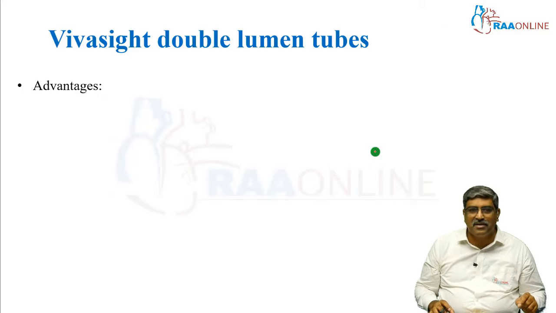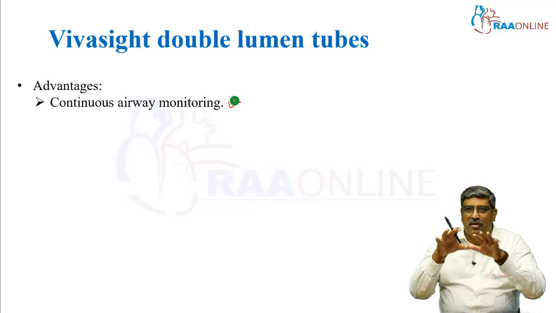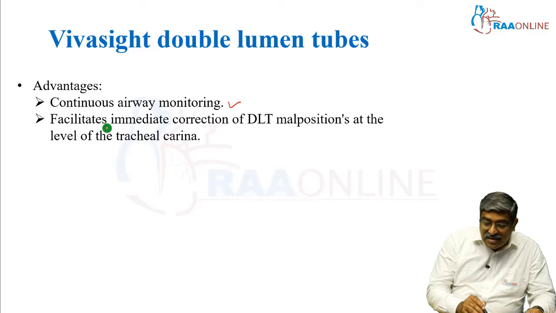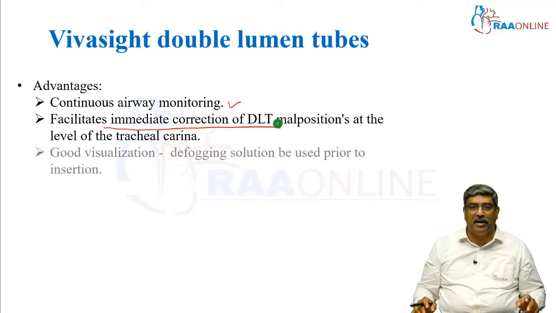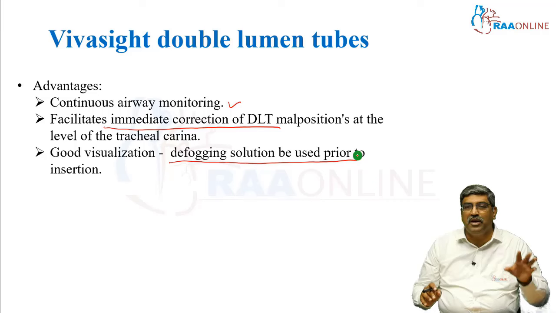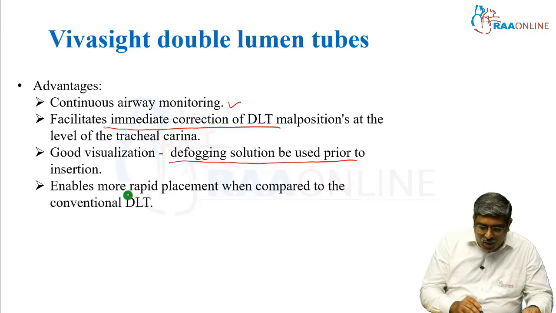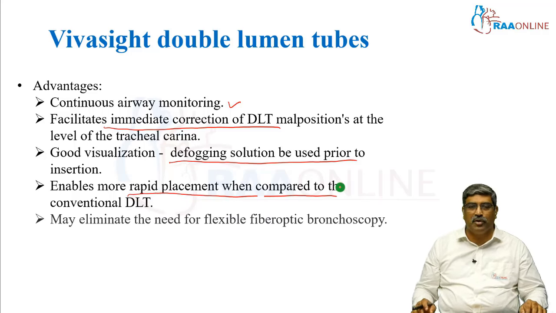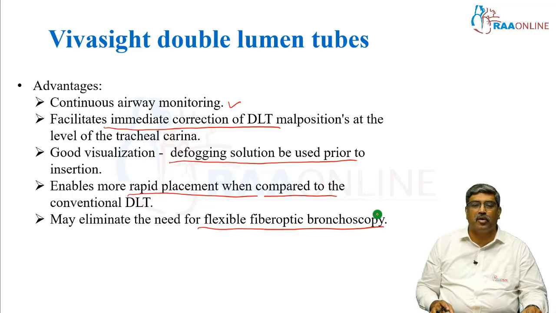The advantages: it gives continuous airway monitoring, showing whether the double-lumen tube is in proper position. It facilitates immediate correction of malposition at the level of the tracheal carina. For good visualization, a defogging solution should be used prior to insertion. It enables more rapid placement when compared to a conventional double-lumen tube. It eliminates the need for flexible fiberoptic bronchoscopy.